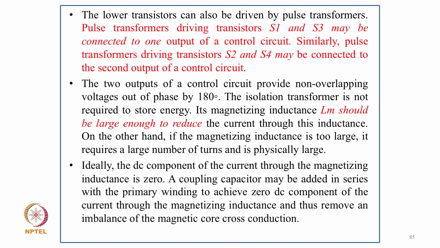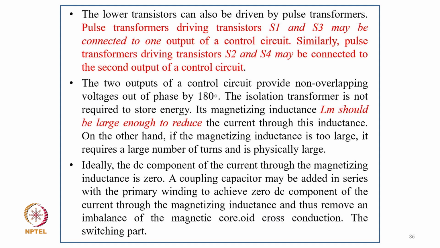The pulse transformers can be used to drive the upper transistor. So the lower transistor can be driven by a pulse transformer. The pulse transformer driving transistors S1, S2 may be connected to one output of a control circuit. Similarly, the pulse transformer driving transistors S3 and S4 may be connected to the second output of the control. The two outputs of the control circuit provide non-overlapping voltages out of phase by 180 degrees.